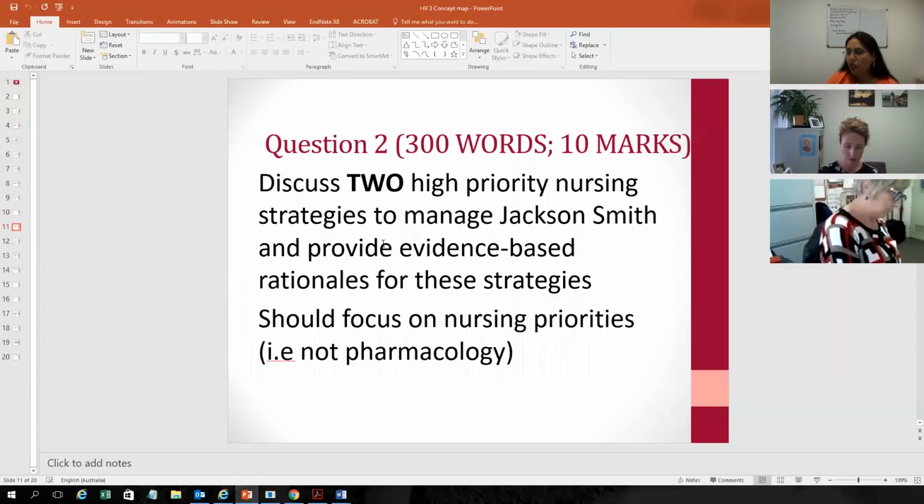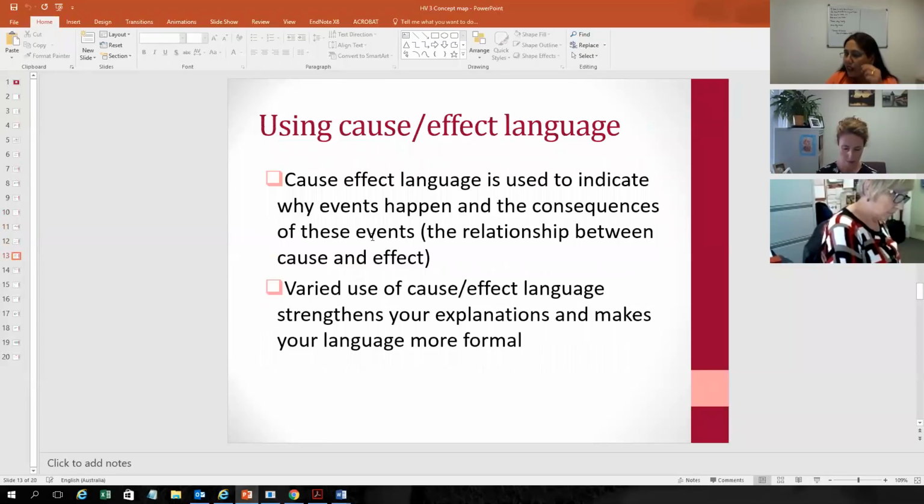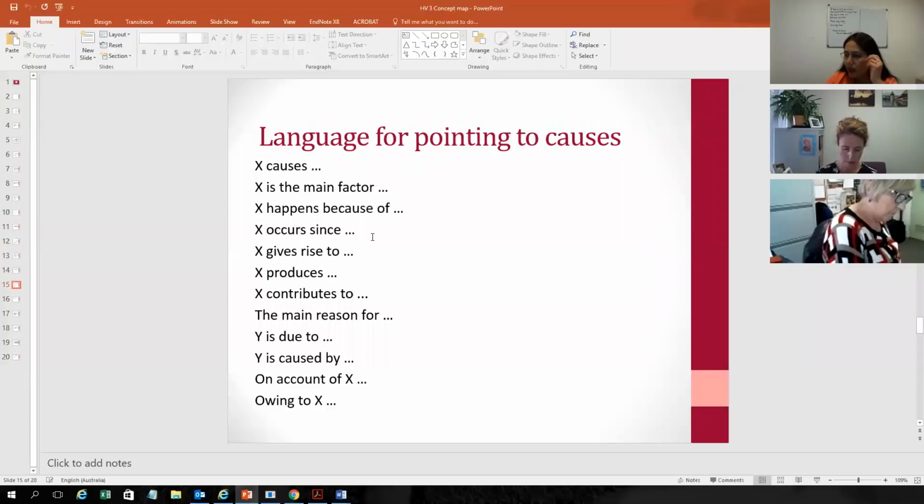I'm going to just show you a brief slide here. Okay, so when you're talking about pathogenesis, if you want to talk about causes, use some of this language. X causes, or X is the main factor. X happens because of. X occurs since. X gives rise to, or on account of X, owing to X, etc.